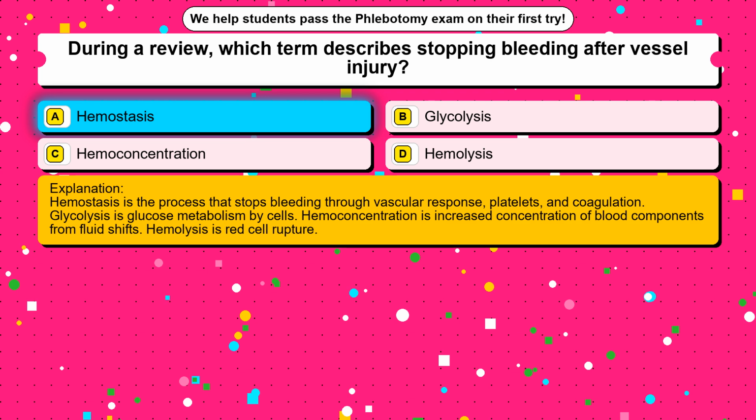Hemostasis is the process that stops bleeding through vascular response, platelets, and coagulation. Glycolysis is glucose metabolism by cells. Hemoconcentration is increased concentration of blood components from fluid shifts. Hemolysis is red cell rupture.